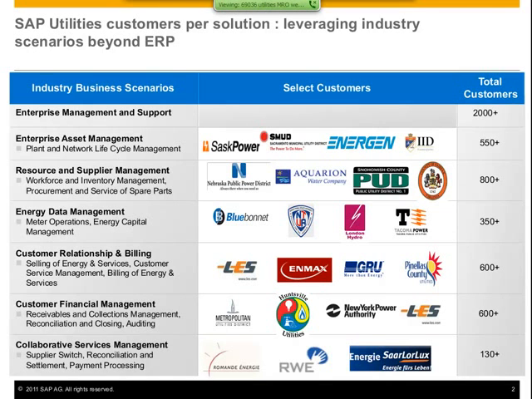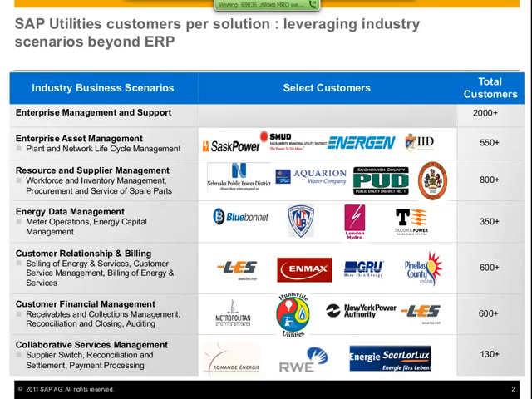And as you see on the slide, we also have built functionalities that are specific to utilities and how they manage their business. And that's whether you're an electric, gas, or water utility, we have built specific solutions to help you better manage your business. So, for example, we have an enterprise asset management solution, a resource and supplier management solution, which we're going to drill deeper into today, where we help you plan and manage your workforce and inventory management, as well as procurement and the service of spare parts.